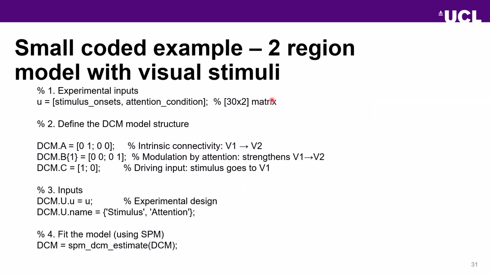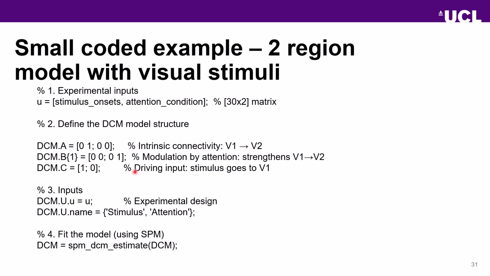So a short coded example is if we have U as our experimental data, so we have some stimulus, some attention condition, and we have a 30 by 2 matrix. So we have two regions, and that's our actual data here from those regions. We will have some intrinsic connectivity, so this is our model, connectivity between 2 regions, and in this case we're just having region 1 going to region 2 and nothing in the reverse.